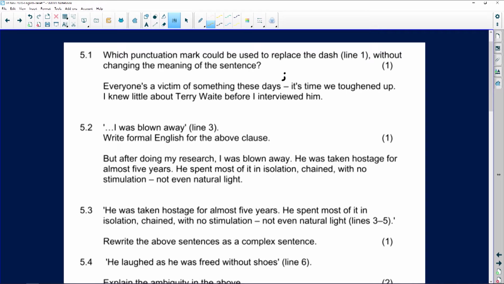Blown away. Right, let's have a look at it. But after doing my research, I was blown away. He was taken hostage for 5 years, spent isolation, chained. Right, so what does that mean? You're blown away by what you read about this person. I was amazed, impressed, right? We want something more formal, so don't write gobsmacked. Right.